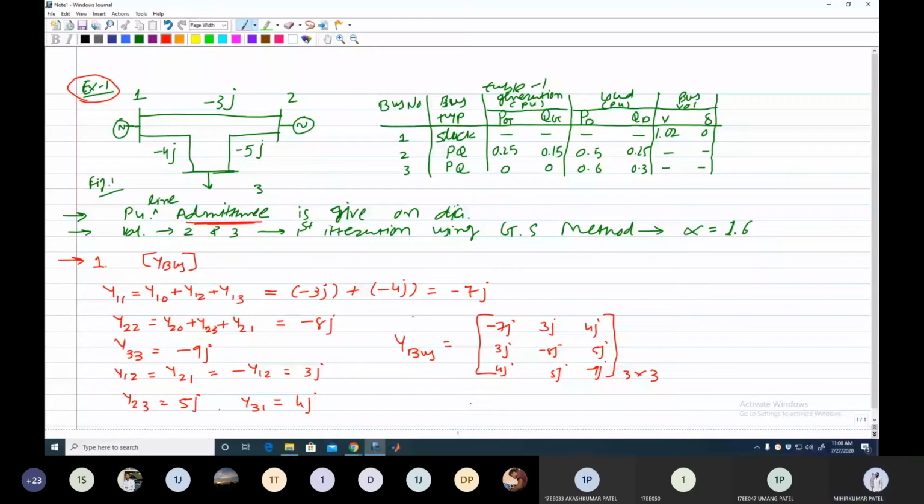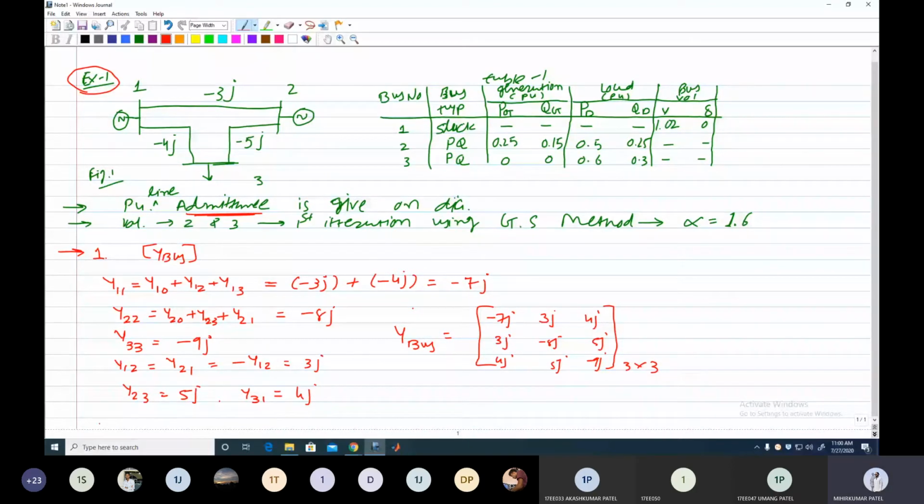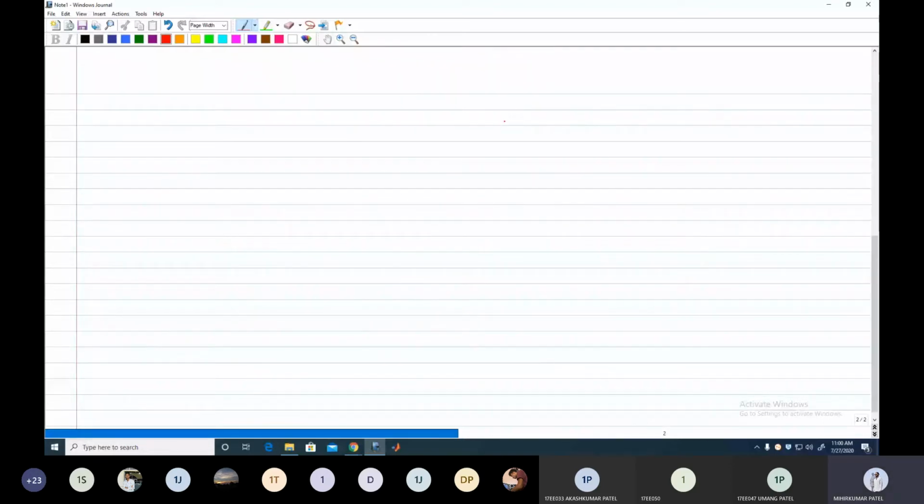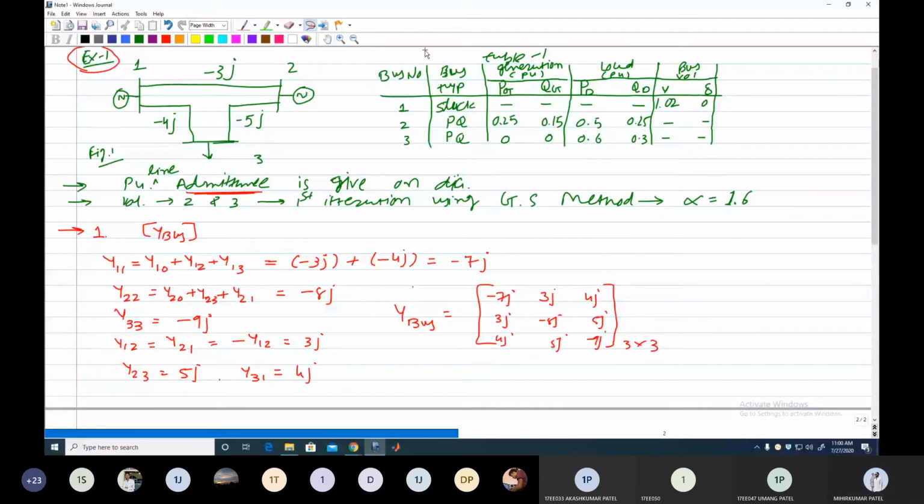Now, step number 1.1. Why? Because here the generation and demand are separately given, so you have to calculate the net active and reactive power at each bus. So let me take this table on the next page.